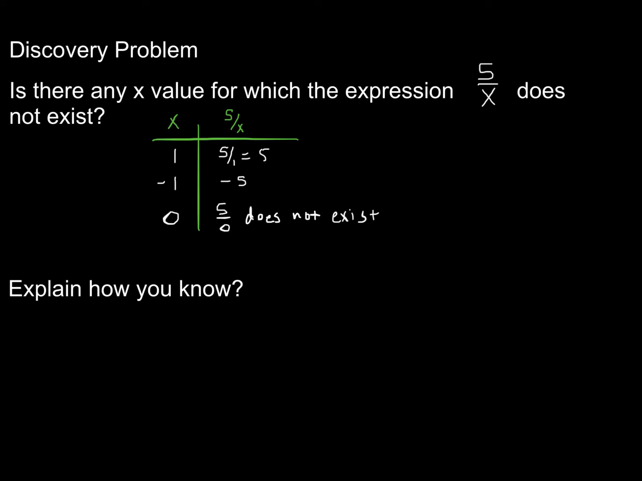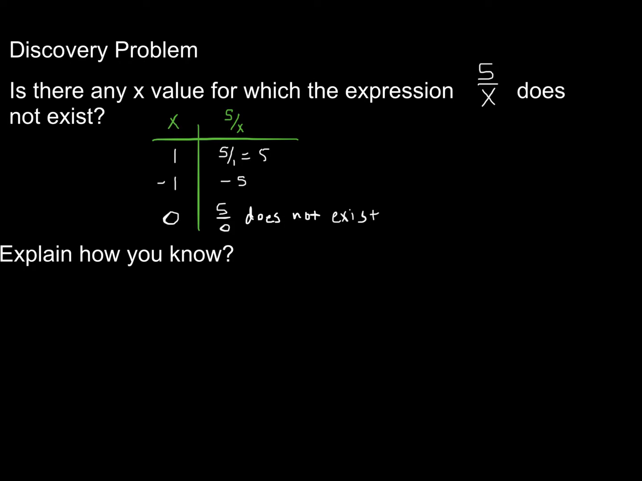Now, this isn't just the case for 5 divided by x. This is the case for any number divided by 0. And so what we'd like to do is explain how we know that taking a number and dividing it by 0 results in something that does not exist, or that we cannot define. And I'm going to take you through a couple of different ways to explain why a number divided by 0 does not exist. So to do this, let's think of something maybe a little easier than 5 over x. Let's think about something like 1 over x.